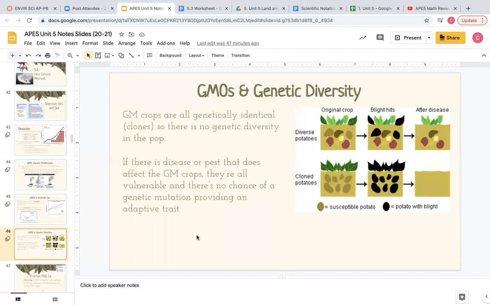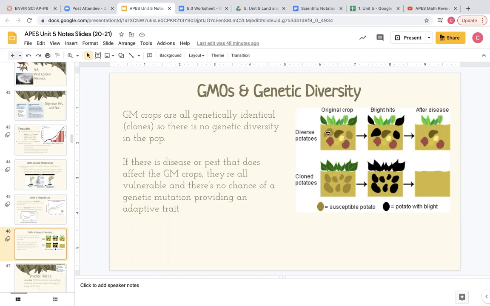And then genetically modified organisms and genetic diversity. So genetically modified crops are all genetically identical clones. So there is no diversity in the population. So that means if a disease or pest that does affect these genetically modified crops comes in, then it wipes out all of the plants. There is no chance of having a different genetic organism that can survive it. So it kills everything.